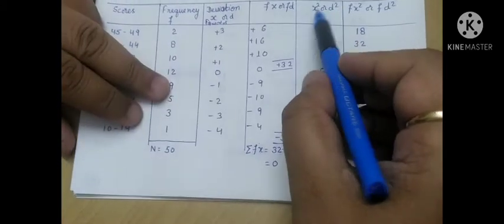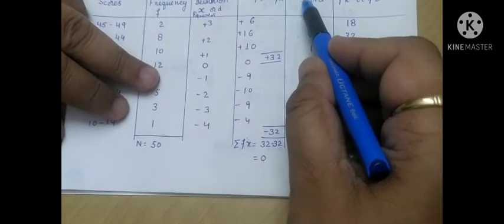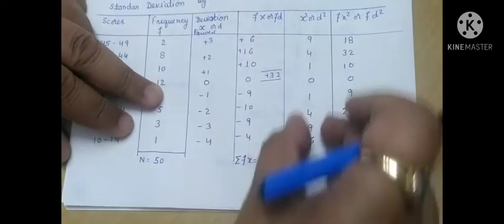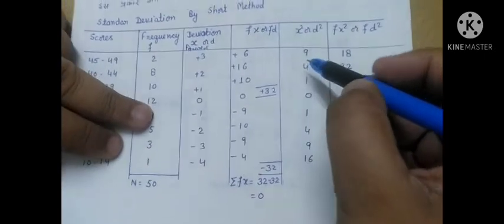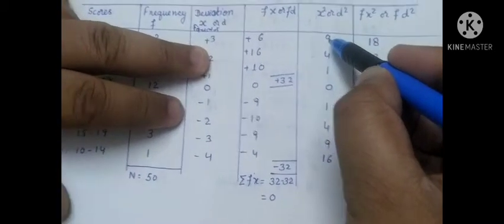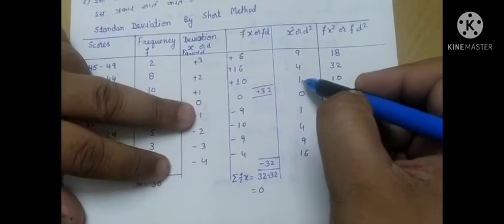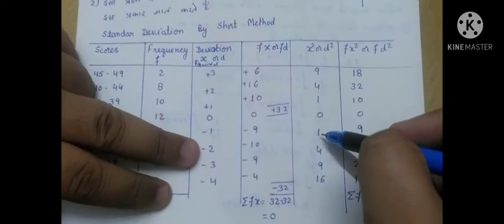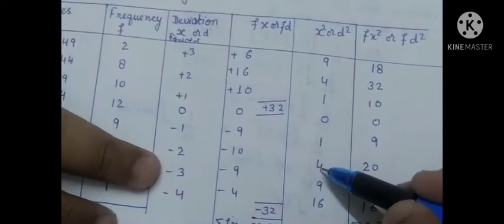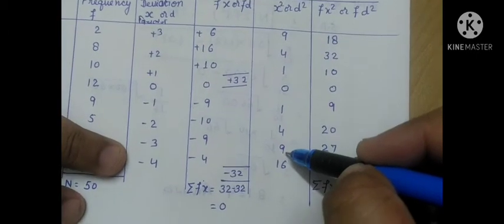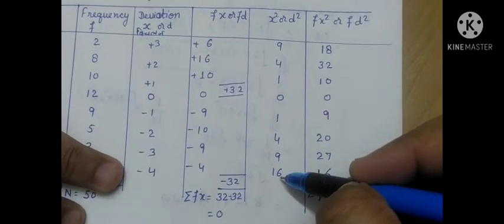Next step is to find x square, so prepare a column for x square. 3 square is 9, 2 square is 4, 1 square is 1, 0 square is 0, -1 square is 1, -2 square is 4, -3 square is 9, -4 square is 16.